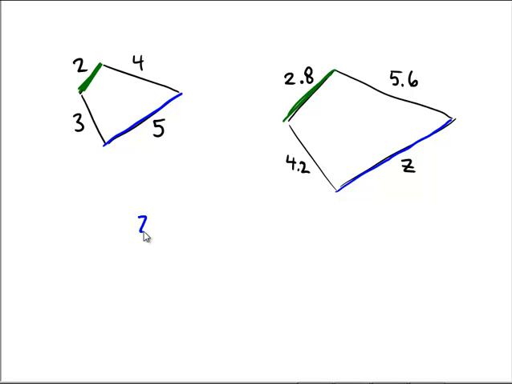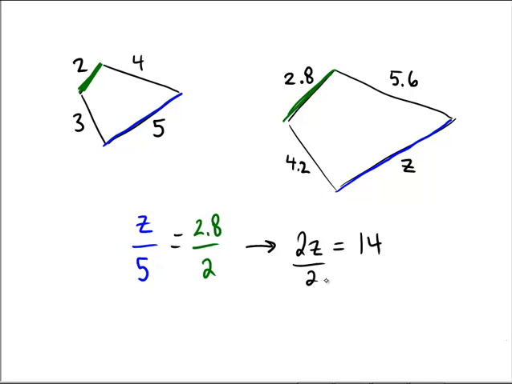So then we have a z over 5 going from the big one to the small one, the right to the left. And on the other hand, if we go right to left, we have a 2.8 over a 2. So then we perform a little bit of cross multiplication, and 2 times z is 2z, and 2.8 times 5 is 14. So therefore, if we divide both sides by 2, we end up getting a final answer of z equals 7.